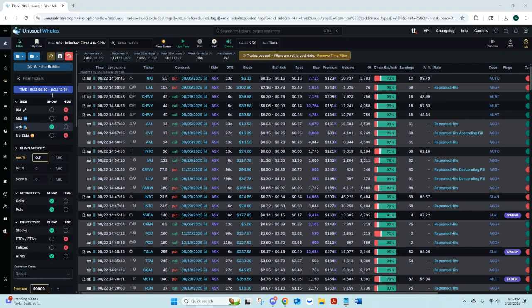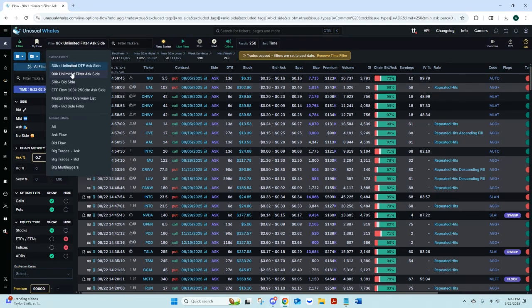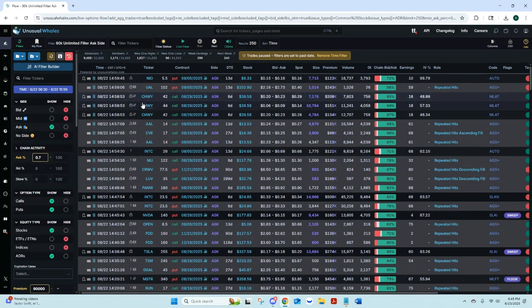These are my ask side filters. Your filters save up here as well, but I have some basic filters here. These are my saved filters. We're going to look at the ask side, so we're going to assume this would be buying calls, buying puts. Keep that in mind here. Bid side would be selling. This is just our ask side filter.